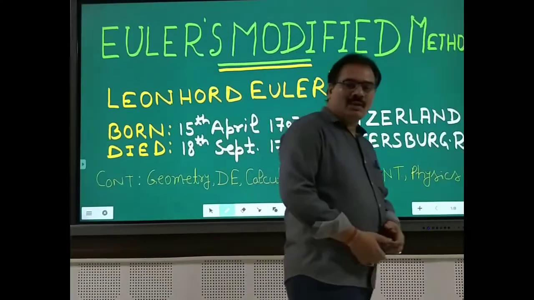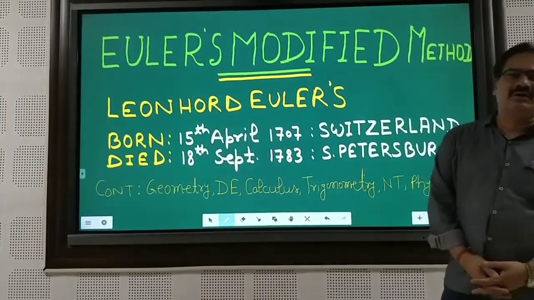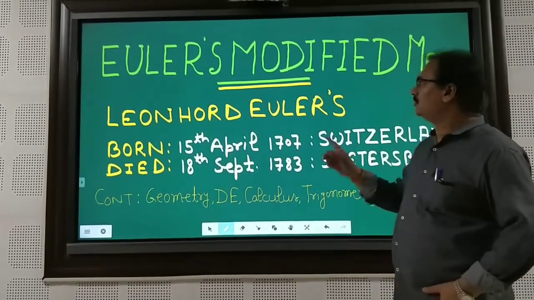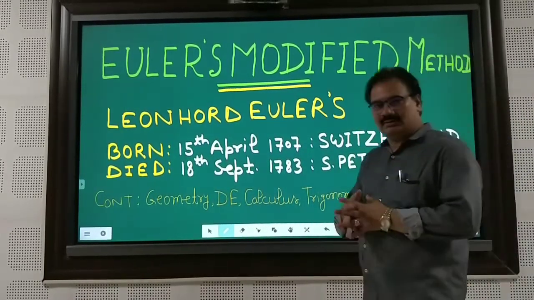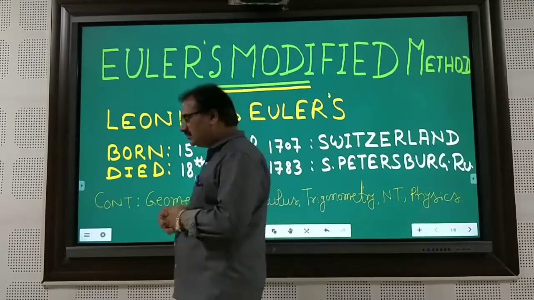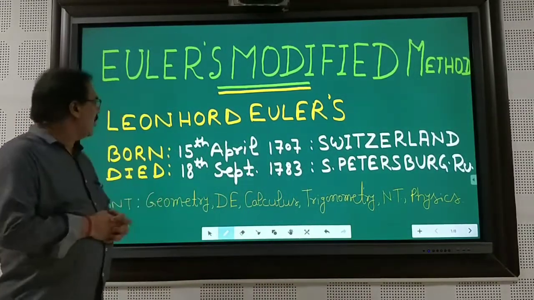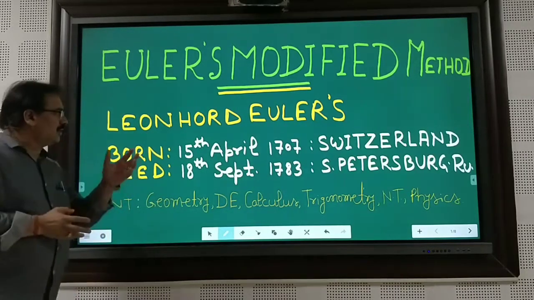Okay, students. In the last lecture we discussed Euler's method, and today we are going to discuss Euler's modified method. First of all, let us know something personal about Euler. His complete name was Leonhard Euler.